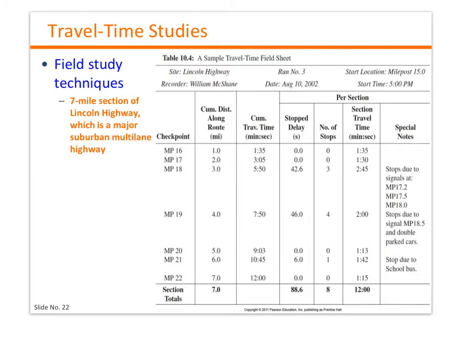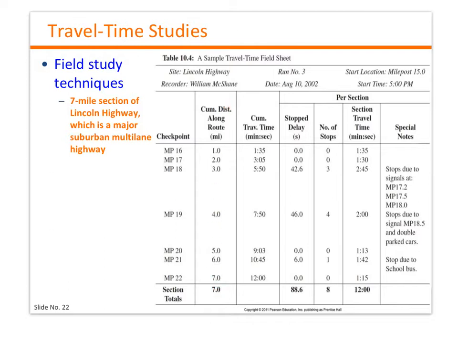This is an example to show you a sample of a travel time field sheet. As you can see in this table, we have a 7-mile section of Lincoln Highway, which is a major suburban multi-lane highway. And as you can tell, we have different checkpoints. MP16 means mile post number 16. MP17 is mile post number 17. That means, from mile post 16 all the way to mile post 22, those are the 7-mile section.